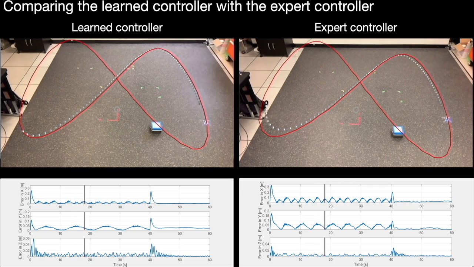This phenomenon is especially noticeable in the experiments where the initial position of the quadrilateral does not match that of the reference. We note that the controllers have comparable errors, with the small exception that the learned controller tracks the reference better in x and y, but worse in z.